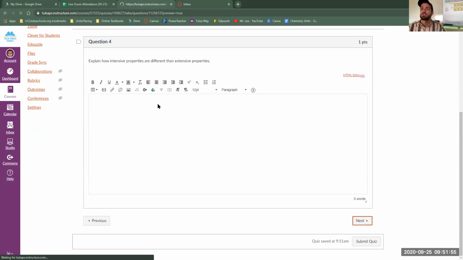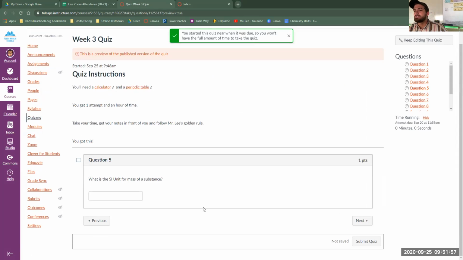Excellent. Next question says, what is the SI base unit for mass of a substance? Some of us missed this because we put moles, because we talked about the amount of a substance as moles, right? But for mass, we know that that's kilograms, okay? So your answer here would be kilograms.